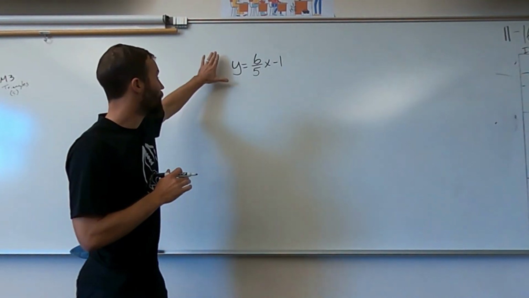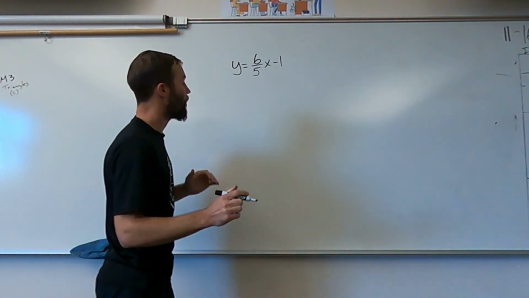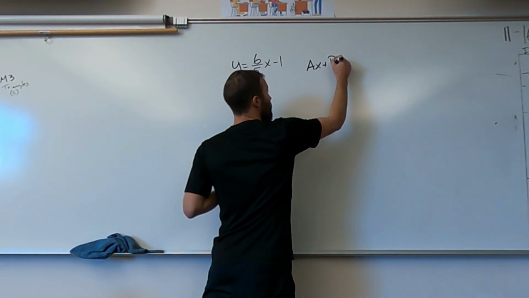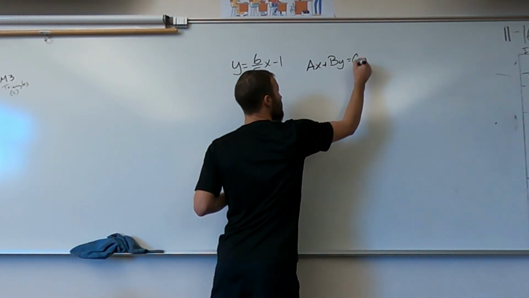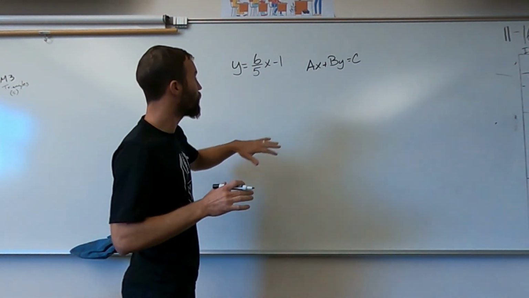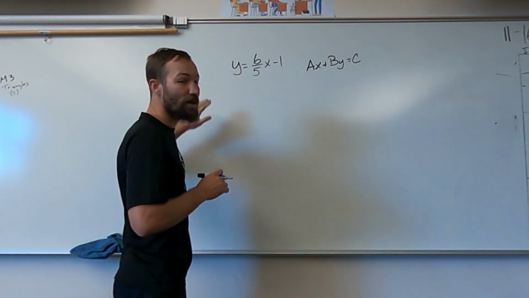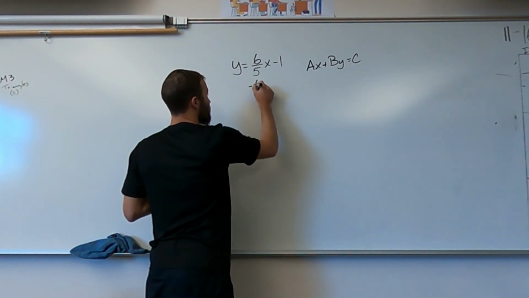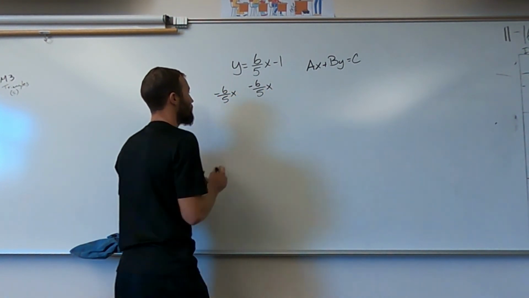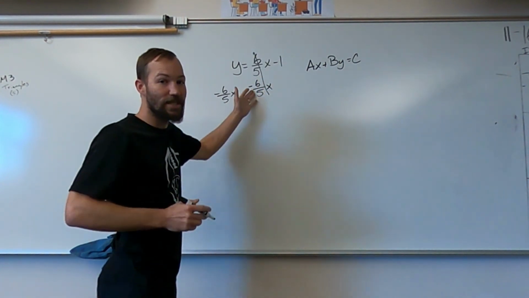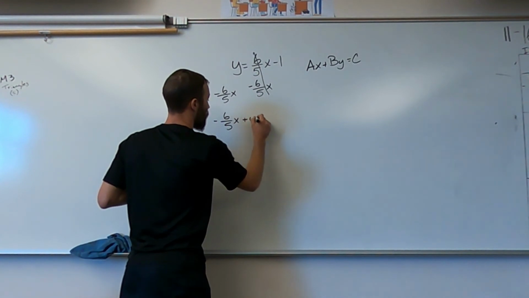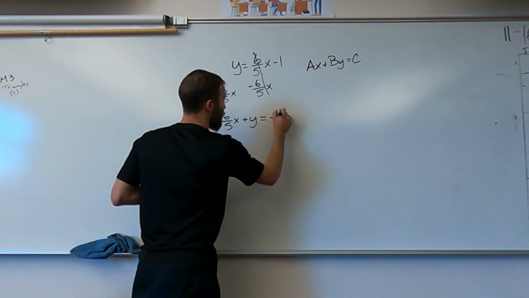So if we want to rearrange from slope-intercept to standard form, first let's remember that standard form is ax plus by equals c, where a has to be a positive integer. All right, so if I want to move this around, I need to get the x on the same side as the y. So in order to move it over, I'm going to subtract 6/5 x from both sides. And that's going to eliminate it on this side. So I have negative 6/5 x plus y equals negative 1.